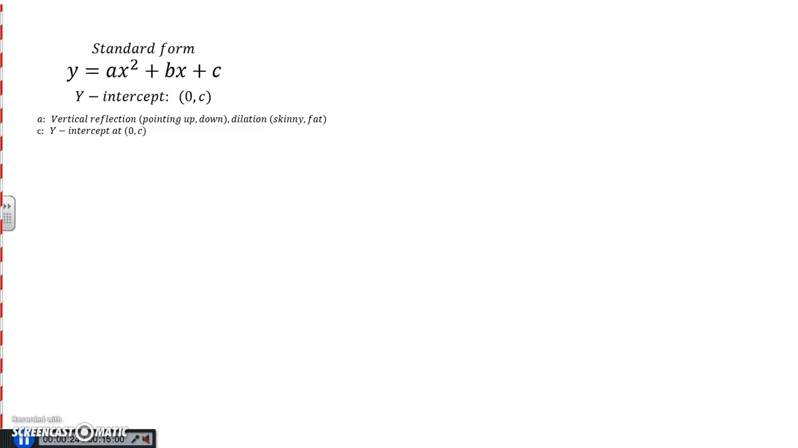The things that we can find from standard form is our y-intercept, which we can find using c, because the y-intercept would be at (0, c) on our Cartesian plane. We can also use the a from standard form just like we did in vertex form, where it tells us the vertical reflection and dilation that is going to happen.